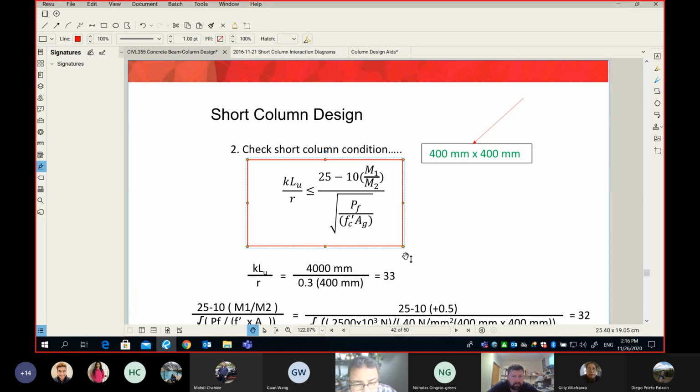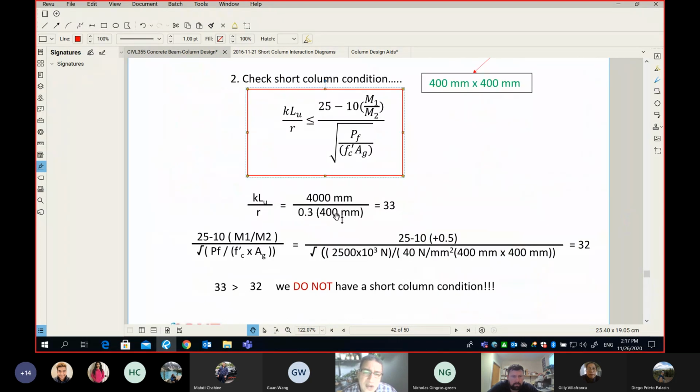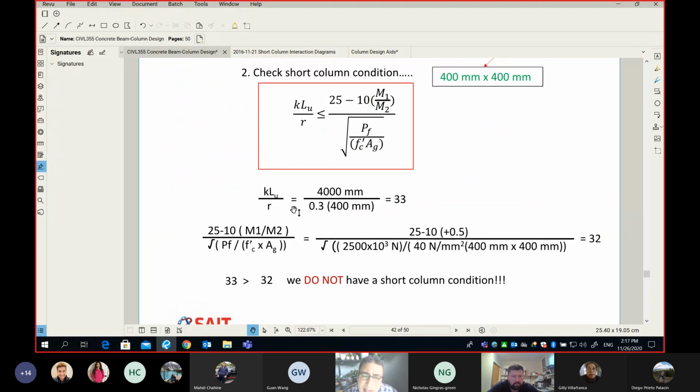If this condition is satisfied, what does it mean? It means short column. If this condition is not satisfied, it means slender column. And I told you the fix: if it's a slender column, then we have to bump up the dimension of our column. Let's do it. So in the example, KL unsupported is given, which equals 4,000 millimeter.